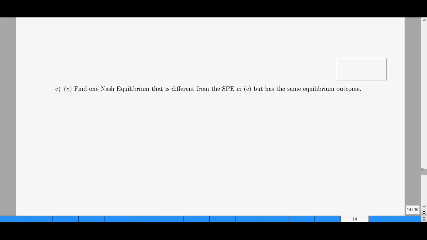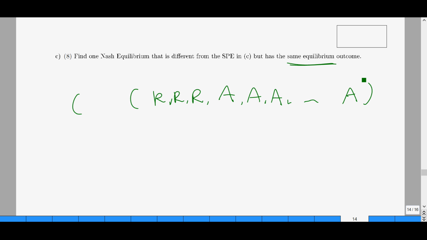So one Nash equilibrium that's different. I mean, that's the same. That has the same outcome. So let's copy this. So reject, reject, reject, and accept, accept, accept, and so on. All accept. So as long as I accept here, then it's okay.